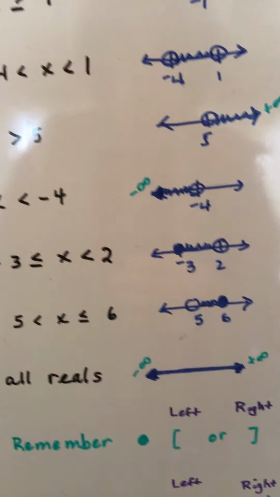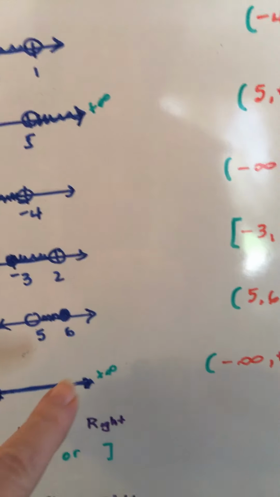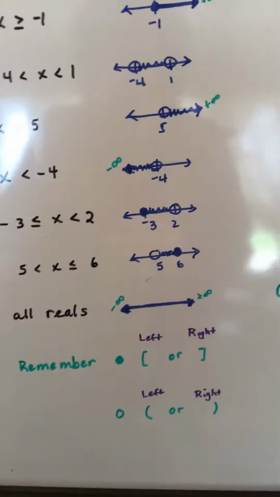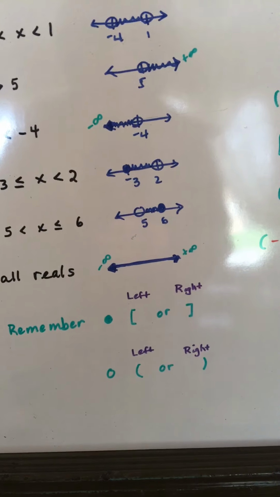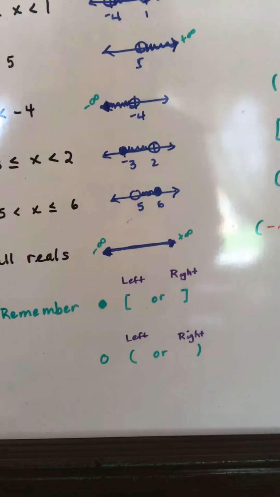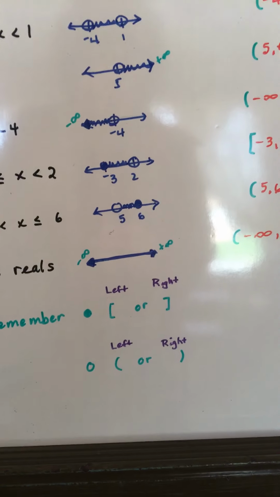And then all reals, we know it's everything. And when you go to write all reals, negative infinity, positive infinity, it's going to be with parentheses. Please remember a closed dot on the left is a left bracket. A closed dot on the right is a right bracket. An open circle on the left is a left parenthesis. An open circle on the right is a right parenthesis.